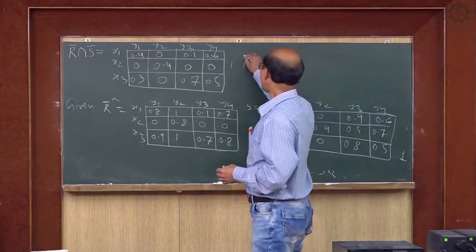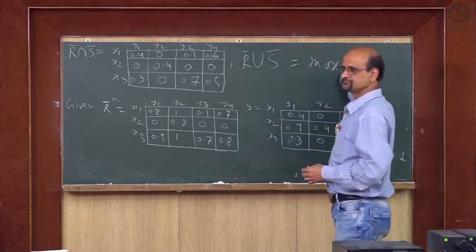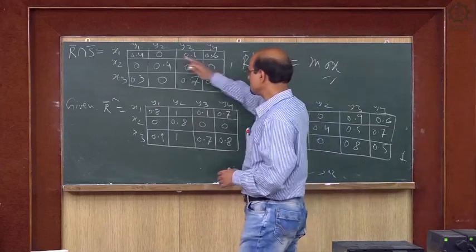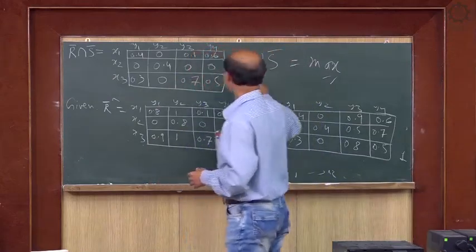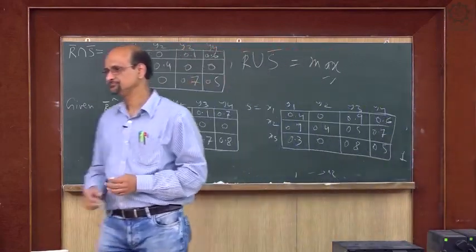Similarly, I can have R union S bar and take the maximum. So, all the maximum entries you will have here, and that will be your R bar union S bar.